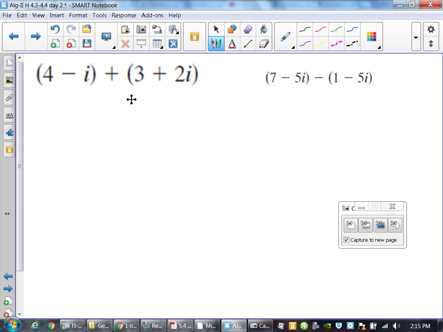If I go back to this problem right here, since it's an addition problem, do I have to worry about the parentheses? No. This is the same thing as saying 4 minus i plus 3 plus 2i. Combine like terms. What's 4 plus 3? 7. What's negative 1i plus 2i? 1i. Done. Go to the next problem. That's it. We're going to get to multiplication here in a second too.